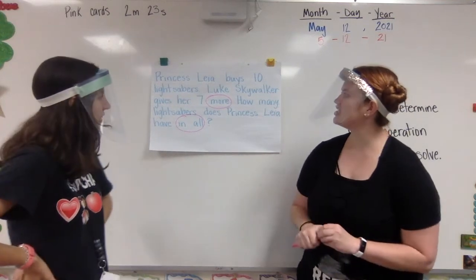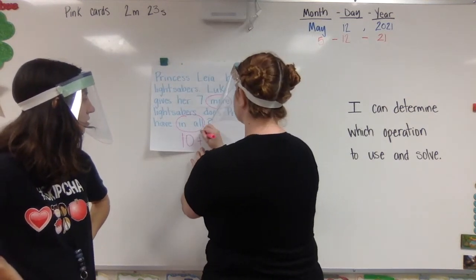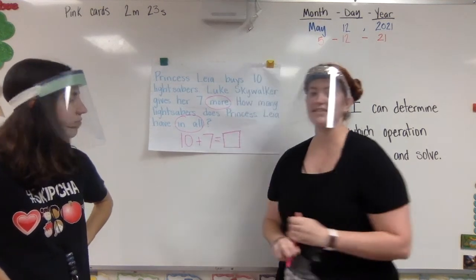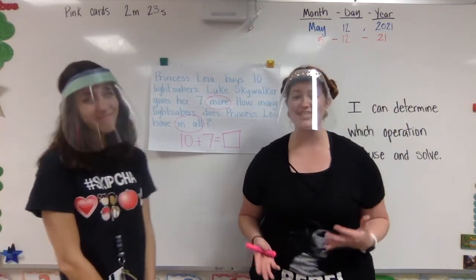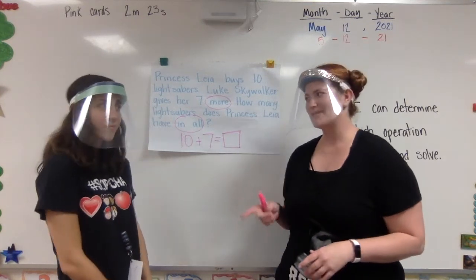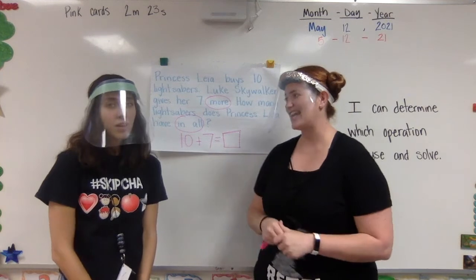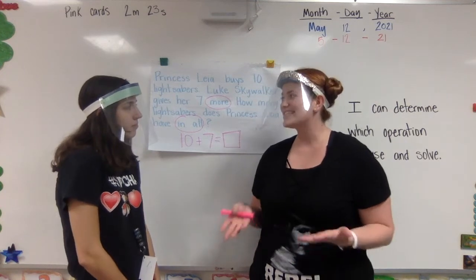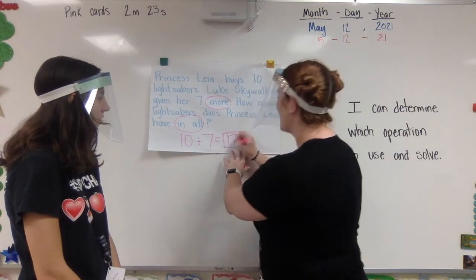Good job, Miss Lime. She starts with 10 lightsabers. And then Luke Skywalker gives her 7 more. And so I'm looking for this answer. 10 plus 7 equals something. Now, I remember we learned a whole bunch of addition strategies. I can use my fingers, I can draw a picture, I can use a part whole. But you know what, Miss Lestico? What? I remember my strategy of when I have 10, adding the next one. If I have 10 and 7, I just know that's going to be 17. So Princess Leia has 17 lightsabers.